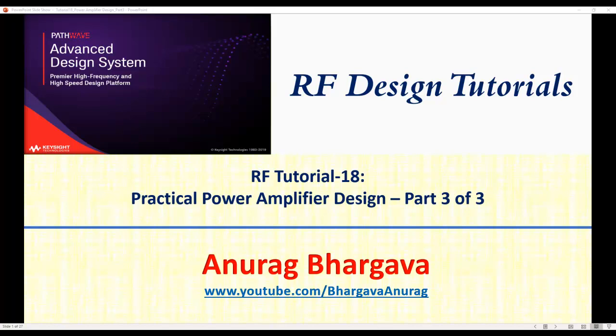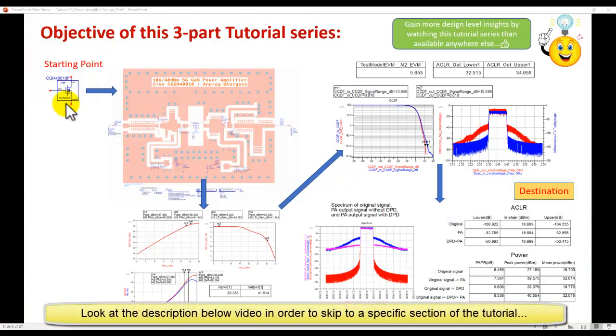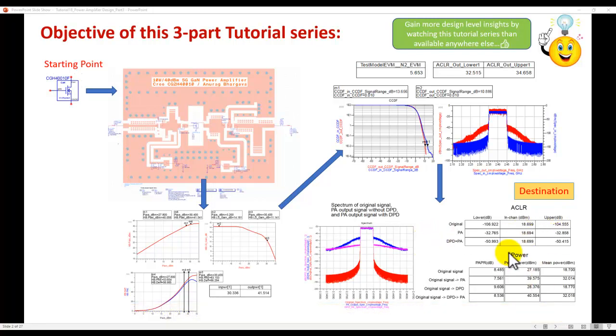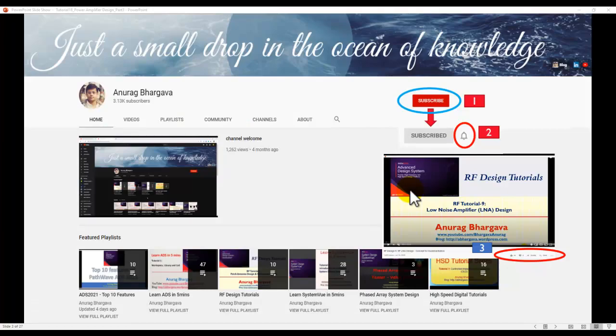This is Tutorial 18 on Practical Power Amplifier Design. This is part 3 of the tutorial series. The objective of this 3-part tutorial series was to take you through a complete design process for a practical power amplifier, starting from a simple device, moving over to complete circuit and layout design, performing the validation of the virtual PCB assembly, and finally doing the modulation analysis and looking at the techniques to linearize our power amplifier to achieve the desired modulation quality.